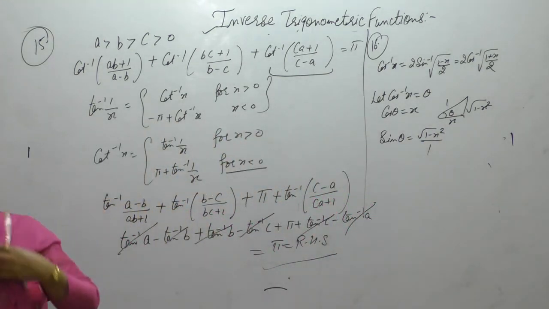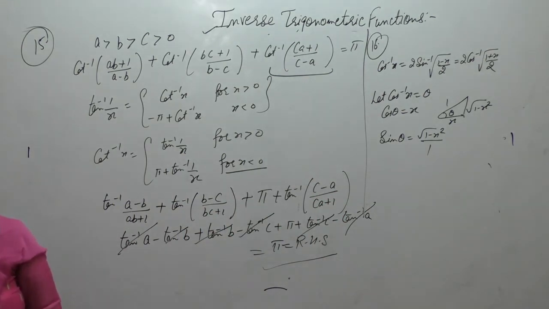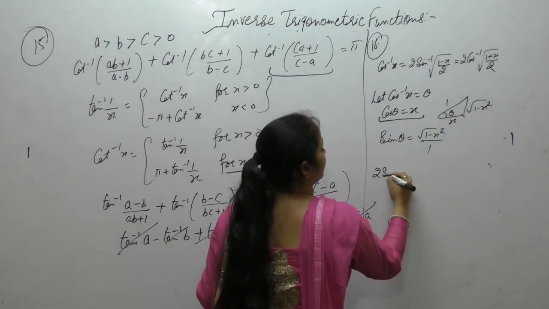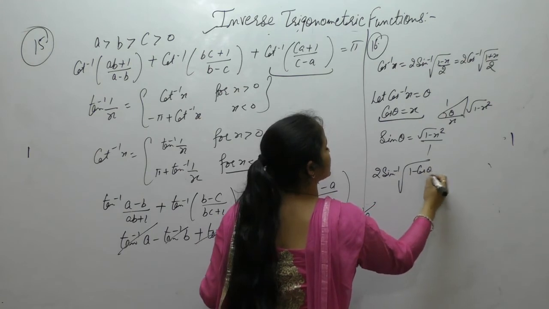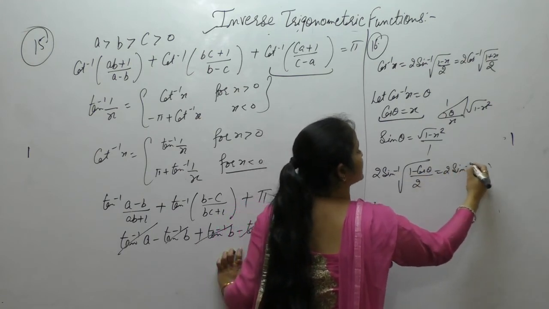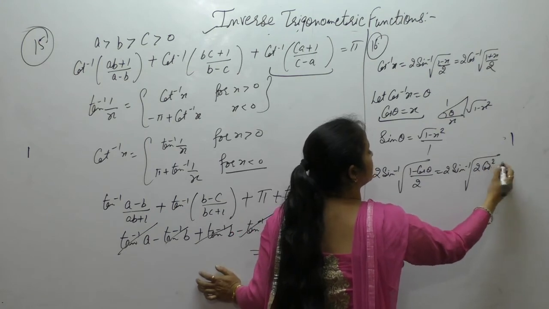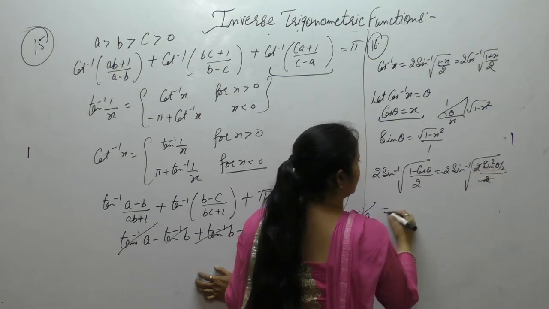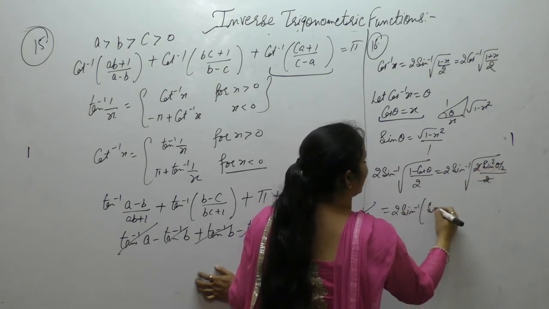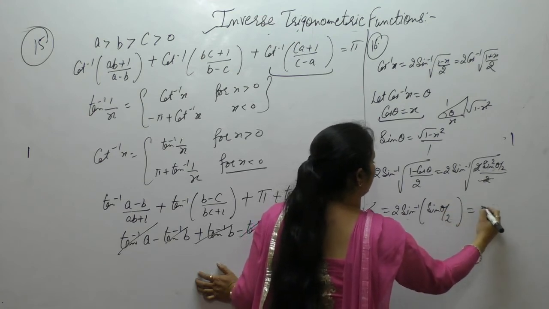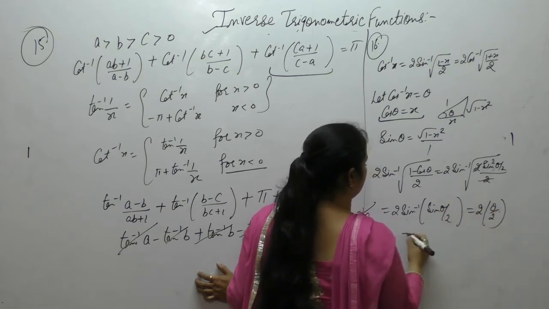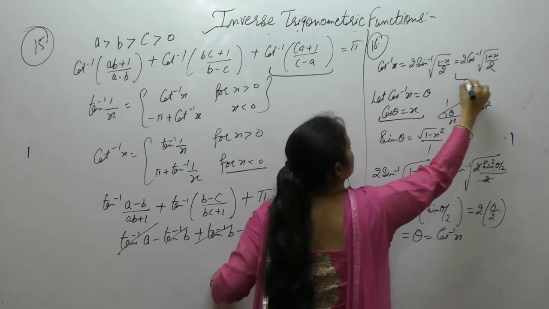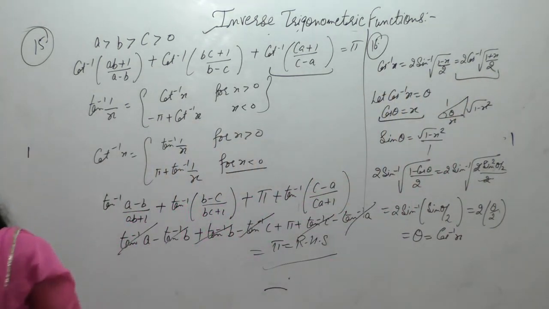Clear? If x is equal to cos theta, we put here 1 minus cos theta by 2. And 1 minus cos theta is equal to 2 sin square theta by 2. 2 will get cancelled here. So 2 sin inverse sin theta by 2. So we get it as 2 into theta by 2, that is theta. And theta is equal to cos inverse x. Now we want to prove this equals cos inverse x.